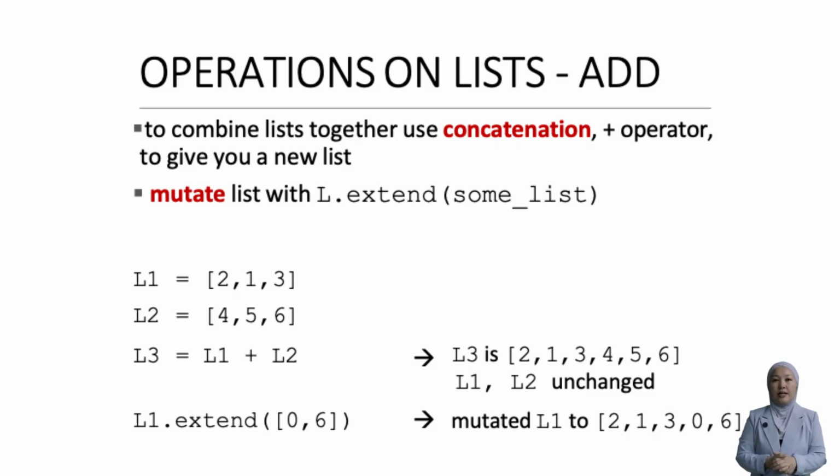First, concatenation with plus: L3 = L1 + L2. This creates a brand new list L3 containing elements from L1 followed by L2. L1 and L2 remain unchanged. Second, in-place extension with L1.extend(L2). This mutates L1 by adding all elements of L2 to its end. So if L1 is 2, 1, 3 and L2 is 4, 5, 6, then L1.extend(L2) changes L1 to 2, 1, 3, 4, 5, 6. Append adds a single element. Extend adds multiple elements from another iterable. Choose based on whether you want a new list or want to modify the existing one.